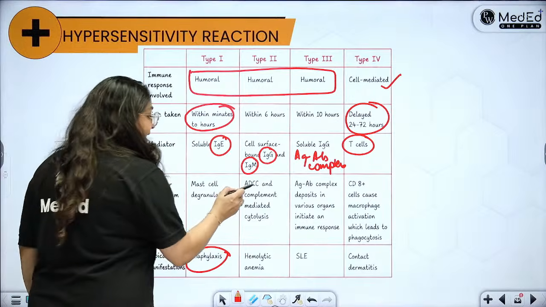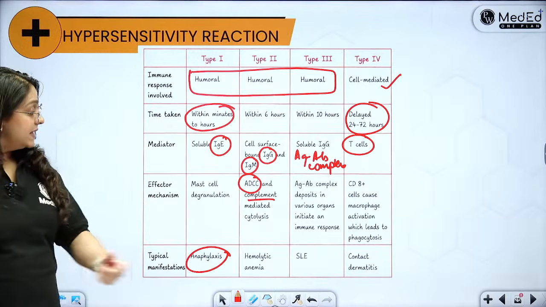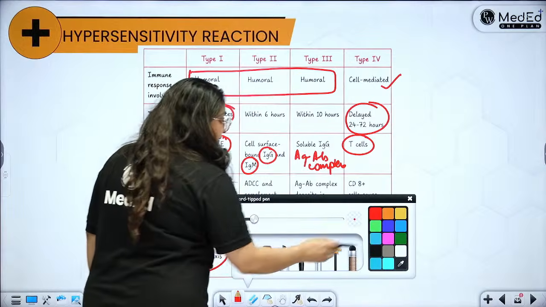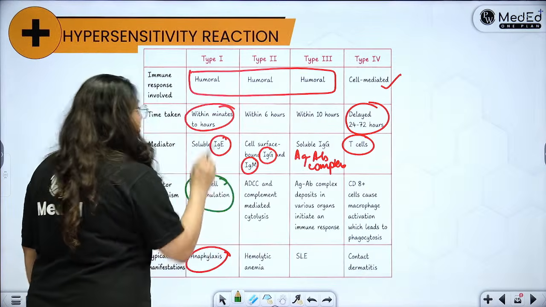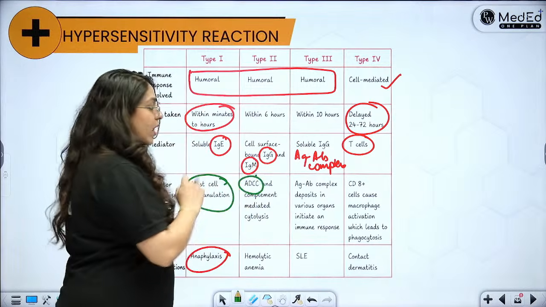In Type 2 there is ADCC and complement mediated cytolysis. So we have to now see how ADCC happens. So now what all do we have to read? We have to read mast cell degranulation in type 1 hypersensitivity. We have to read ADCC in type 2 hypersensitivity.